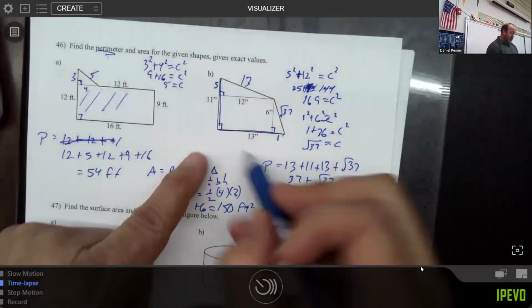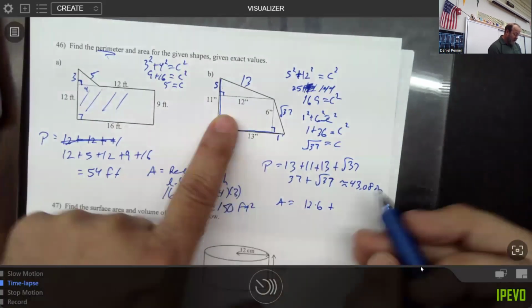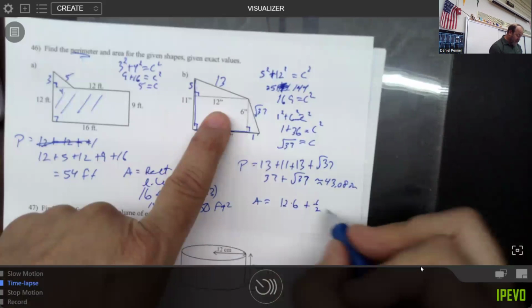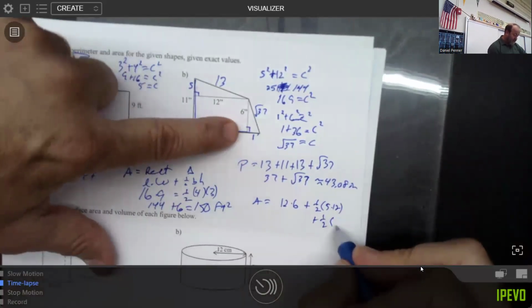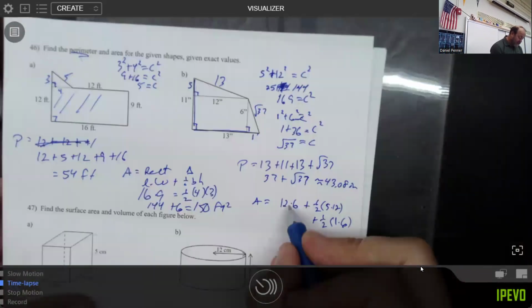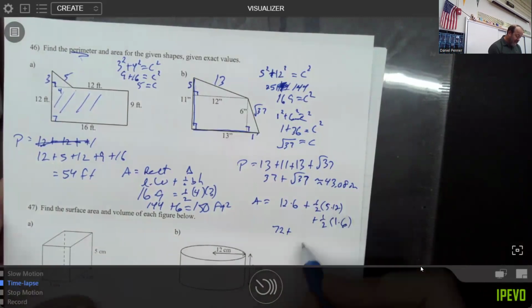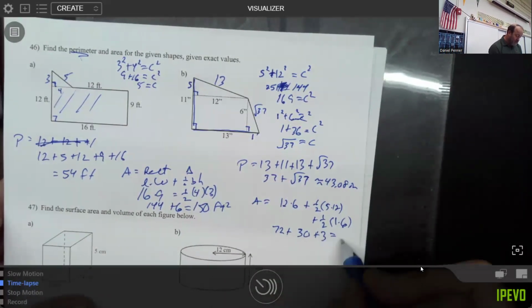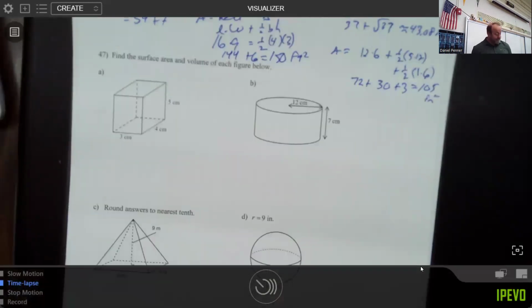And of course, our area is going to be the area of the rectangle, and this rectangle would be 12 by 6. Plus, this triangle up top here is a half of 5 by 12, and the triangle right here is 1/2 of 1 by 6. So 12 times 6 is 72. Let's see, 5 times 12 is 60. Half of that's 30. And half of 6 right here is 3. So we're looking at 105 inches squared. Cool. Kind of getting there.